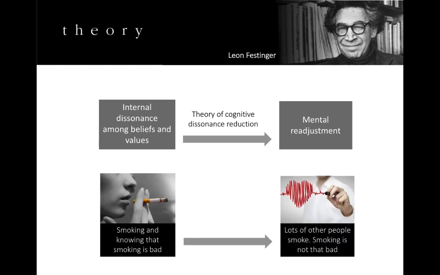Explanations would be, for example, you know that smoking is bad, but you smoke. So this is in conflict with each other. Smoking gives me cancer, but I still smoke. But there you have this dissonance in your head. And one way of reducing that is tricking yourself into telling yourself that smoking is actually not that bad. People die of lots of other things too.